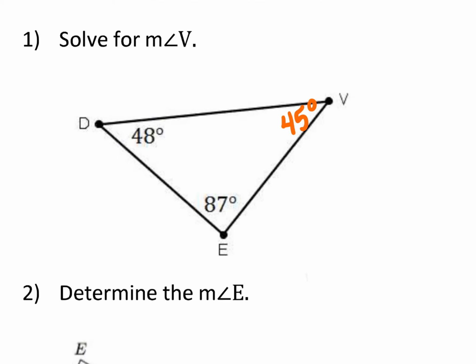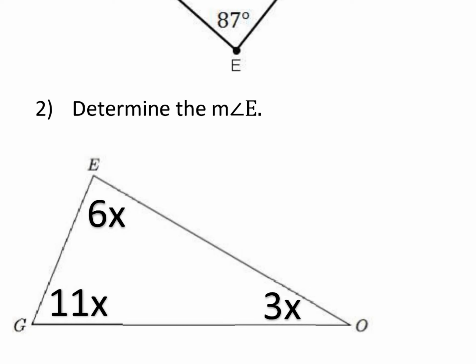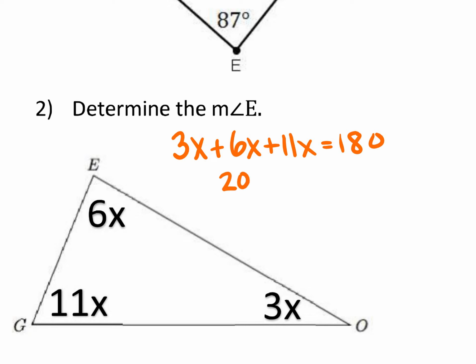All right. For the next one, the same idea is that the sum of the angles of a triangle would be 180. So that's the equation I'm going to set up. I'm going to add them up: 3x plus 6x plus 11x equals 180. That's my equation. Then I combine like terms, and I get 20x equals 180. Then I solve for x, divide by 20, and I get x equals 9.